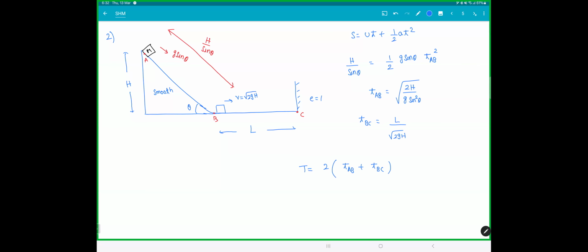Is that clear, everyone? Mass will never come, right? Check out your answers. You will not get H and L together. H plus L, you'll never get something like that. When you're on AB, only H matters, right? And unless you have simplified this or did something, yeah, this is the answer. Please check it out.